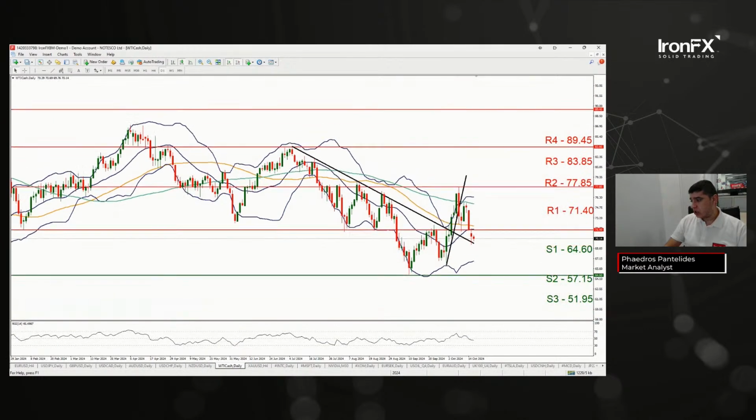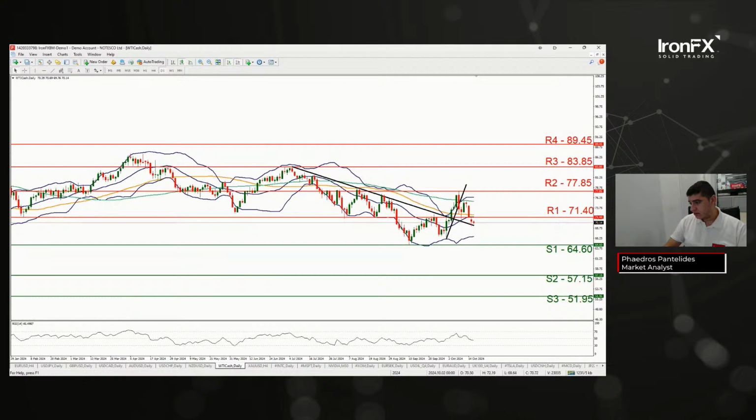WTI cash continuing on its descent. Bearish outlook for the particular commodity, having broken below the reading of 50, now 45. Bearish market sentiment as well. Target for the bears could be 64.60.